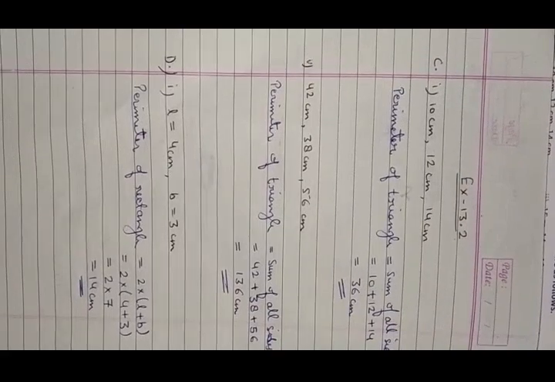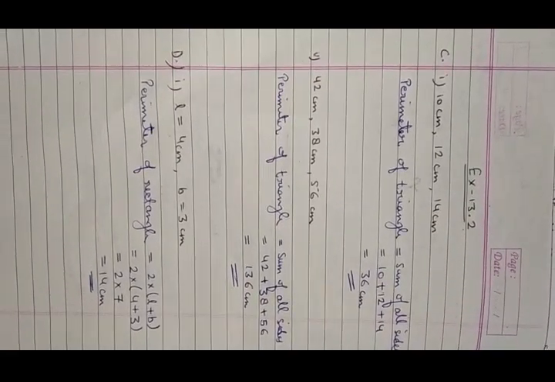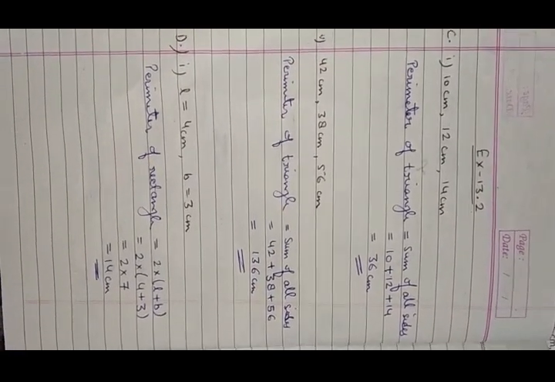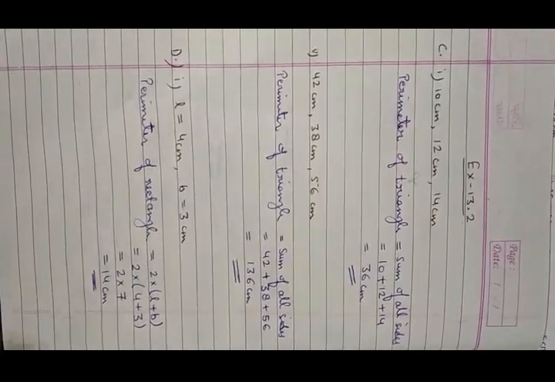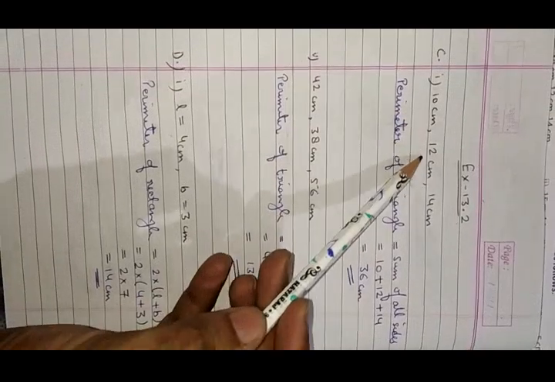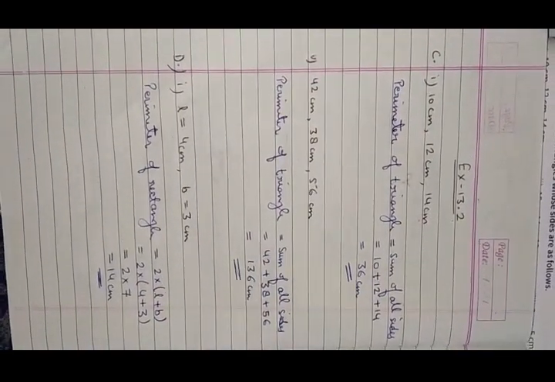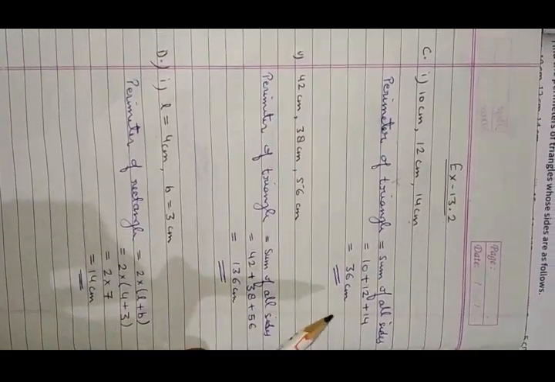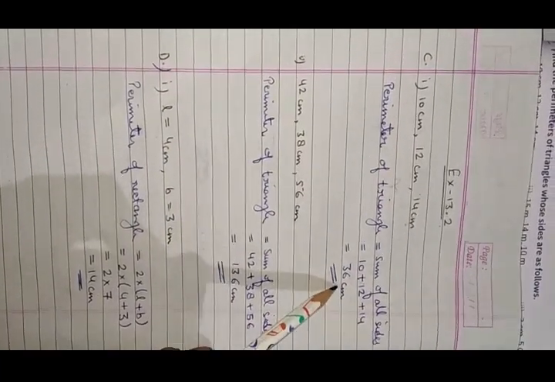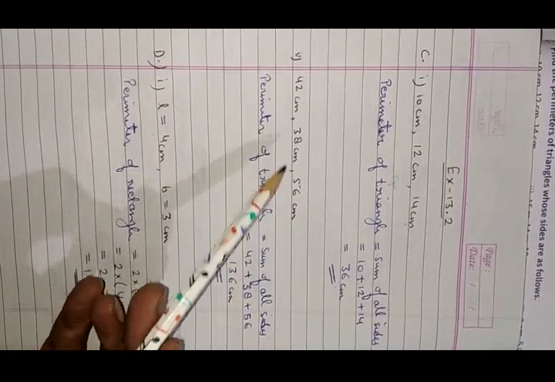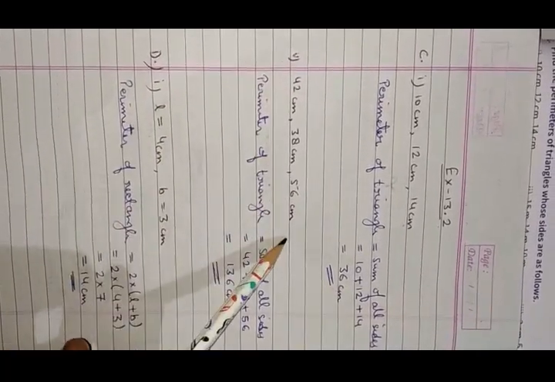Now 13.2 part C, find the perimeters of the triangle whose sides are given. We have to find the perimeter of a triangle and the sides are given: 10 centimeter, 12 centimeter and 14 centimeter. So the perimeter of a triangle is the sum of all sides. So we will add all the sides and we get the perimeter. Same in question number 5.